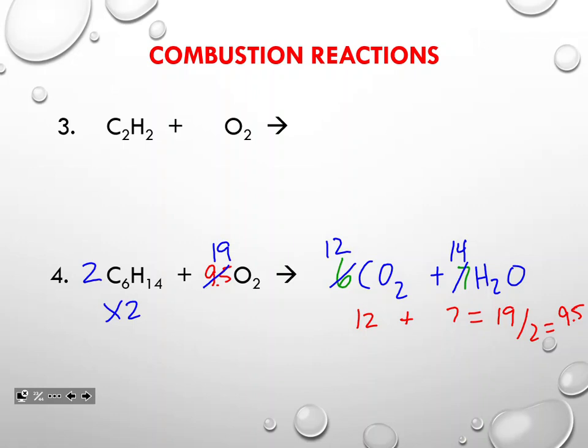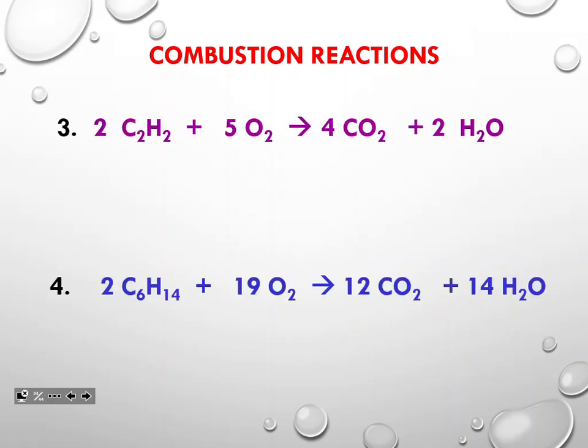So you have a couple of those examples here as well. 3 is similar. It just has smaller numbers because of the two carbons and 2 hydrogens. So if you want to check out those answers. But both 3 and 4 are examples where you have to double at the end because you don't get perfect balancing any other way.